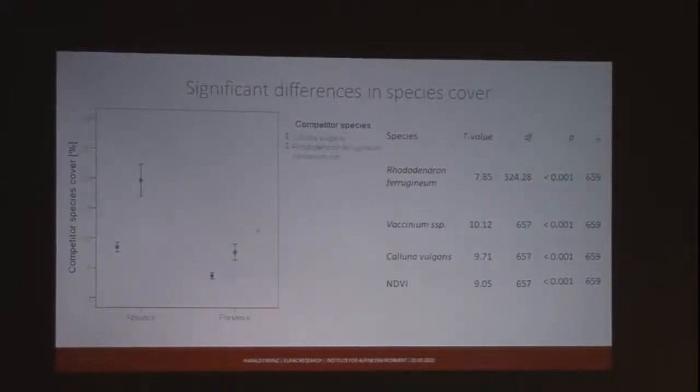In the graph, you see on the y-axis the average competitor species cover, and on the x-axis, sites where Carex humilis has been absent and where it was present. For all three indicators: in blue, Calluna vulgaris, Rhododendron ferrugineum in green, and the two Vaccinium species in gray. And yeah, it's visible that Carex humilis occurred much more often on sites where the vegetation cover was much lower.